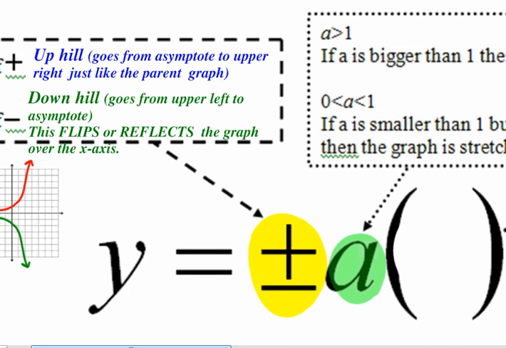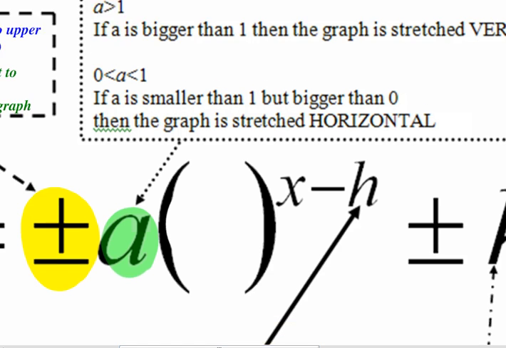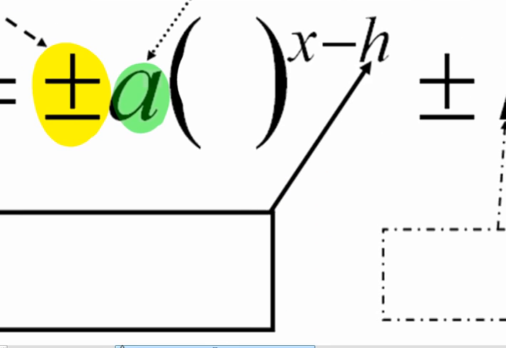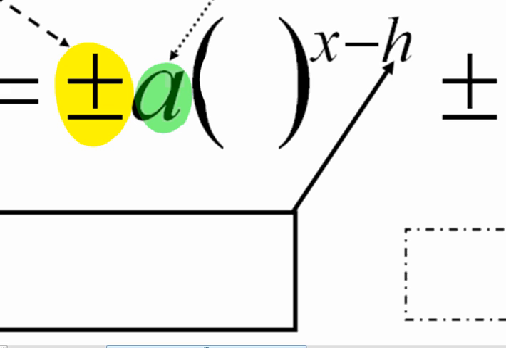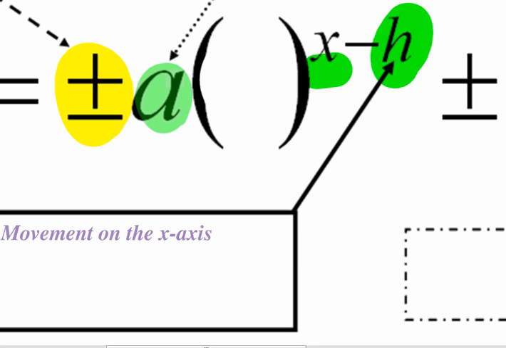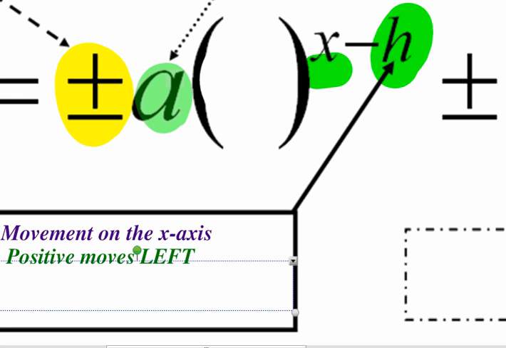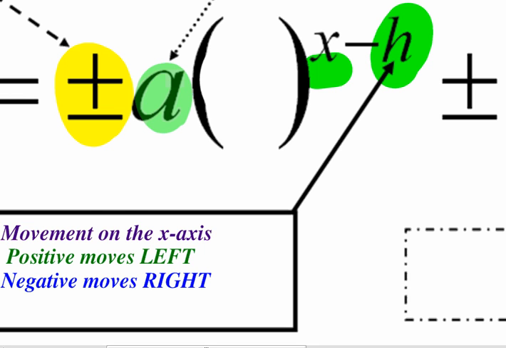Now, let's talk about this letter H. This is the first time we're going to have seen the letter H. Notice that it is hanging out with X. Just like X tells us to go left and right, H is movement of our graph overall, left and right. This is movement on the x-axis only. When H is a positive number, our whole picture is going to move to the left. When H is a negative number, we are moving right on our graph.